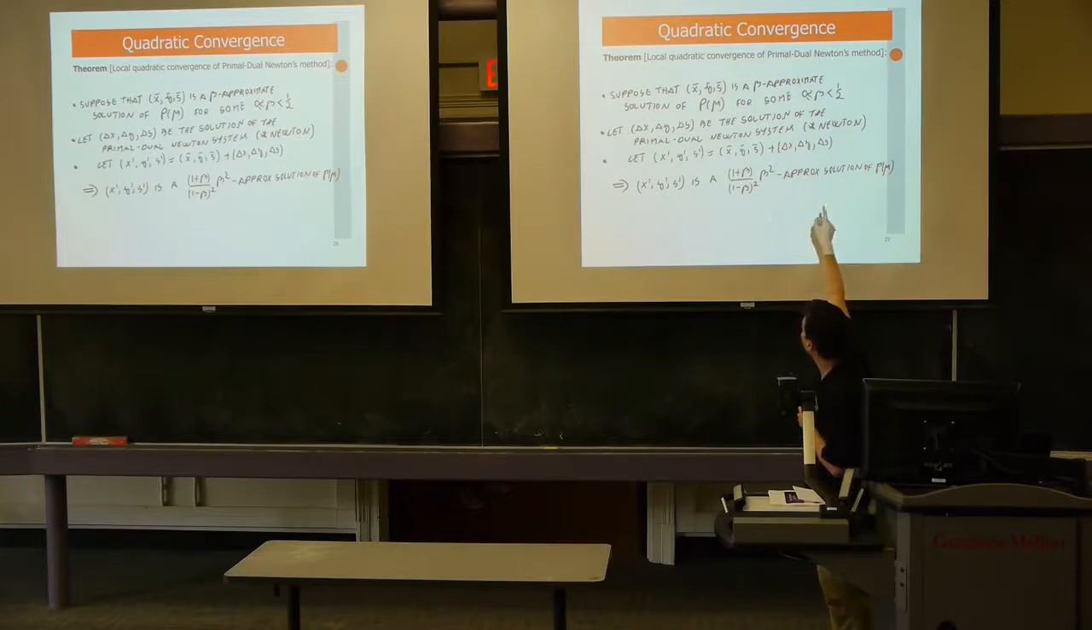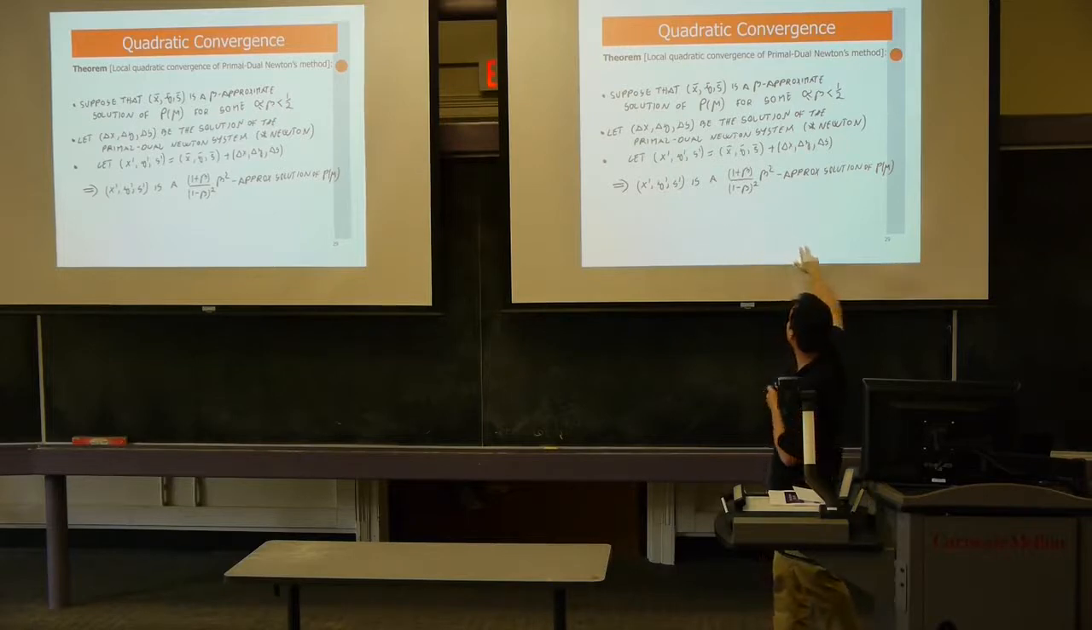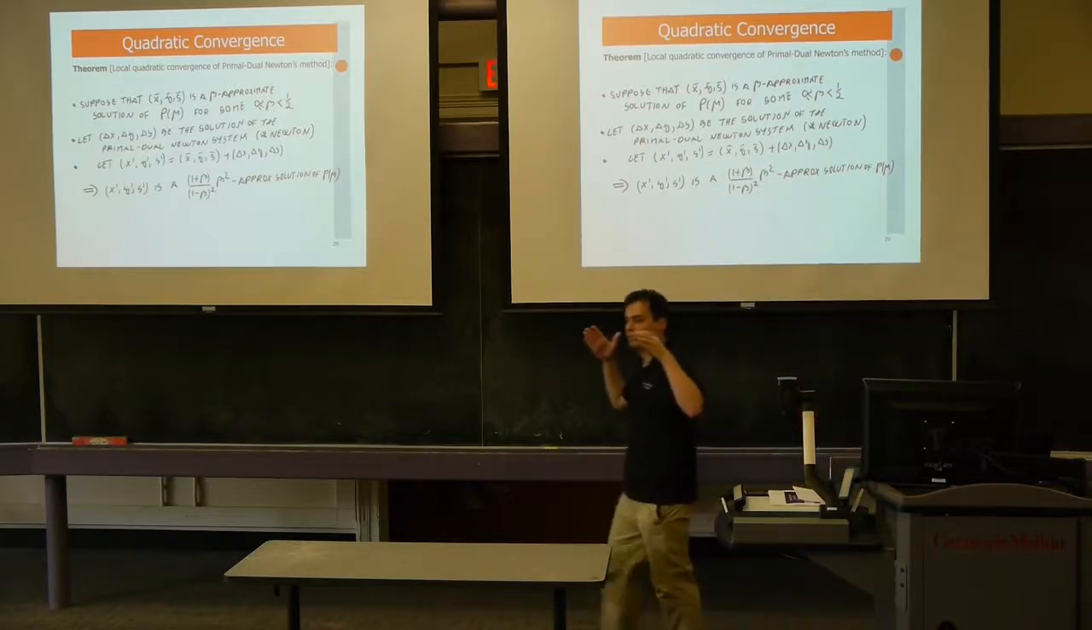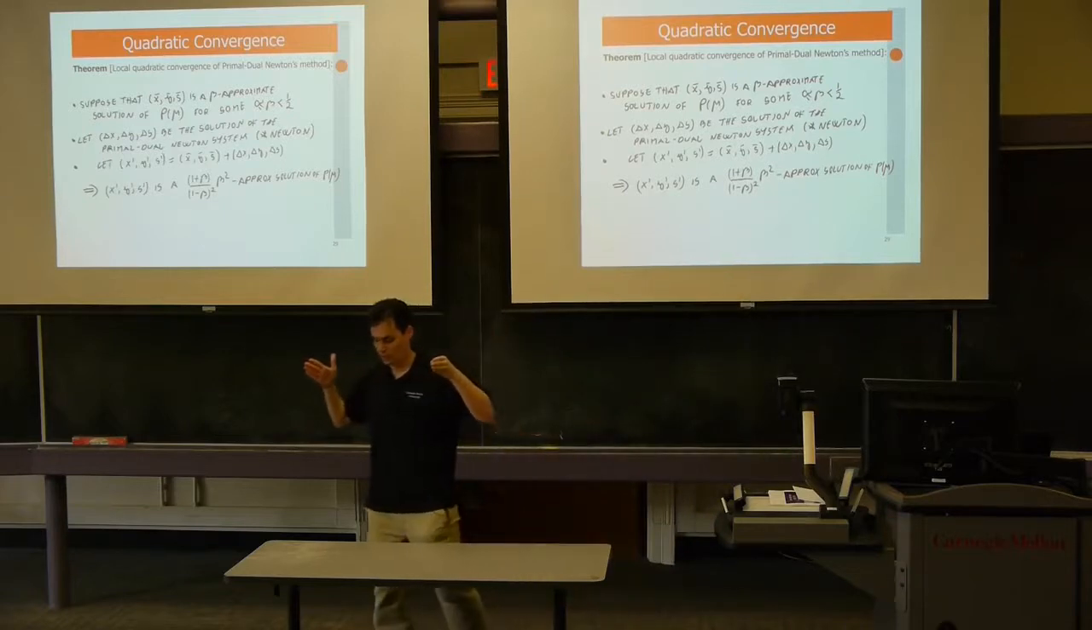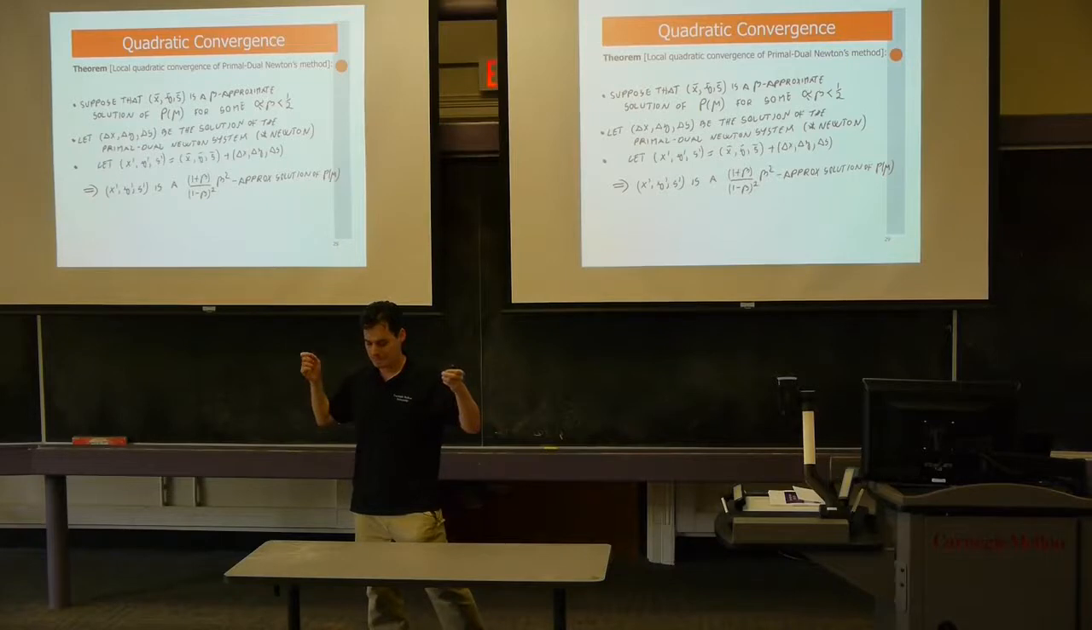Then for the updated parameter, say x prime, y prime, s prime is x bar, y bar, s bar from the previous iteration plus delta x, delta y, delta s, then these new variables will have this approximate solution of the primal problem with parameter mu, where the important thing is that it's beta squared. And that's what I said, that if you solve the system with Newton method, then you will have a quadratic convergence.